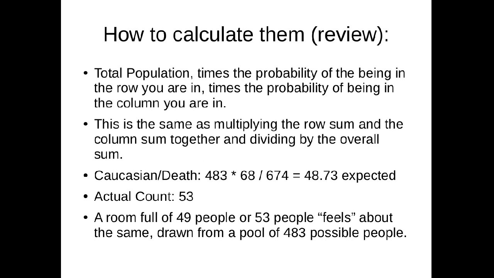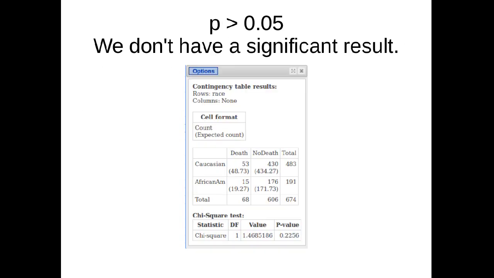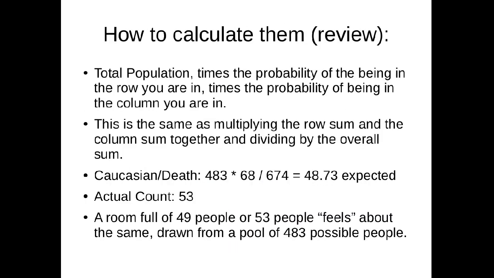Okay, so how do you calculate the expected count? This is what you do need to know how to do by hand. The total population times the probability of being in your row times the probability of being in your column. In other words, we can skip a step by just saying the row sum times the column sum divided by the overall sum. Both of these processes give you exactly the same result. It's just canceling one term.